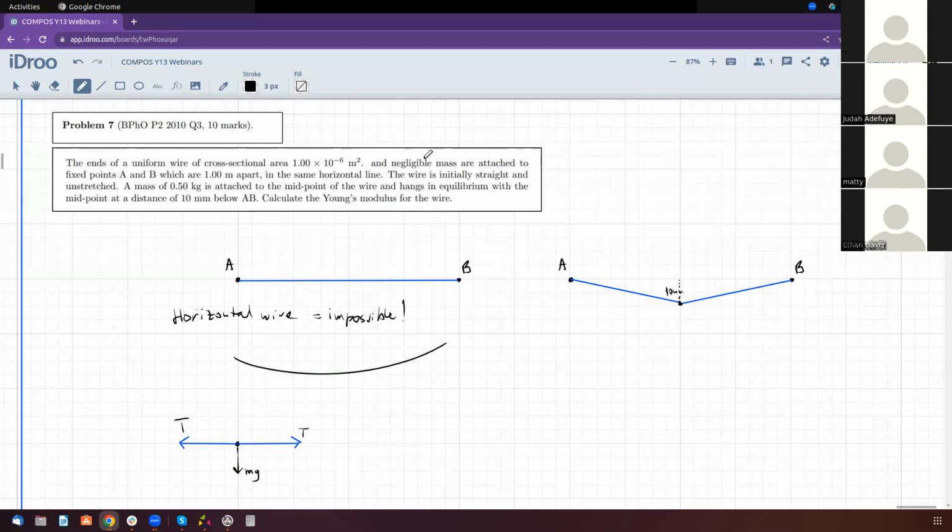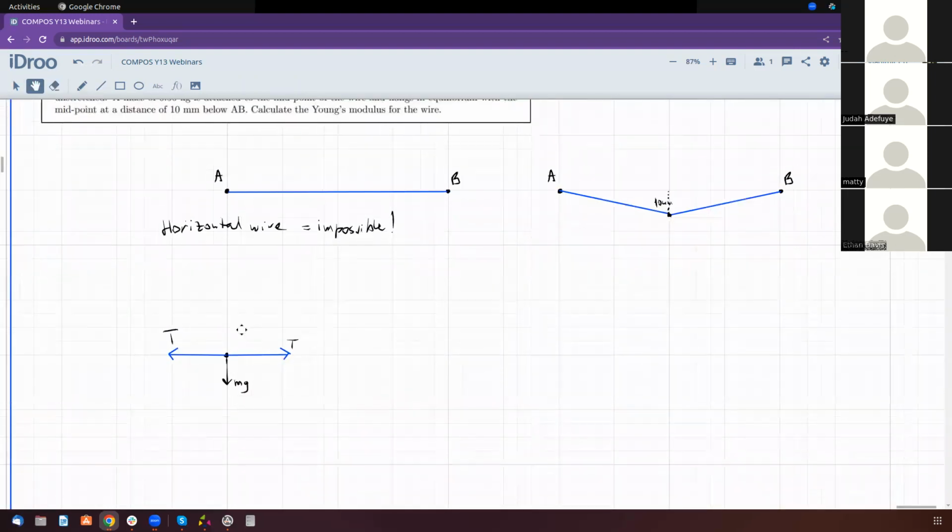Now here we're using a negligible mass, so it's a very, very light wire. So the slack is very, very small, and therefore we can ignore it. But overall, horizontal wires are not possible. Okay. Does everyone understand this? Put a 1 or a 0. Do you understand why a horizontal wire is impossible?